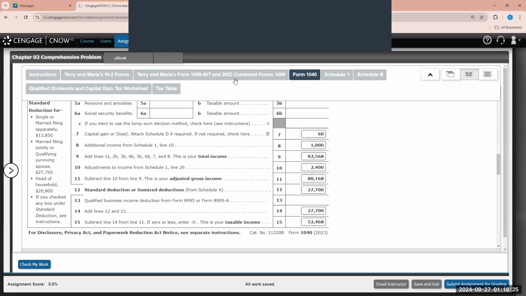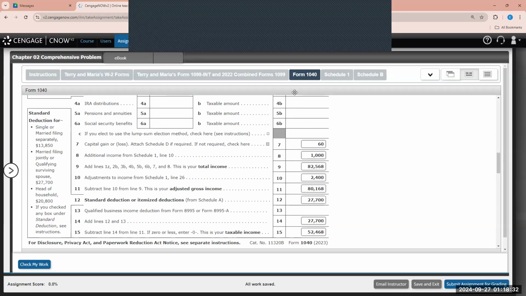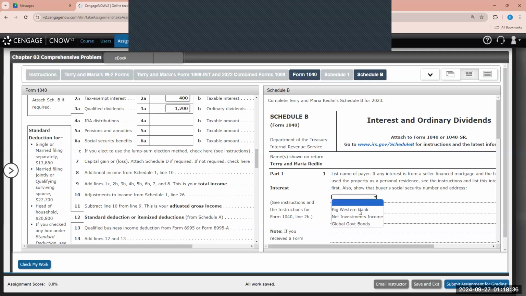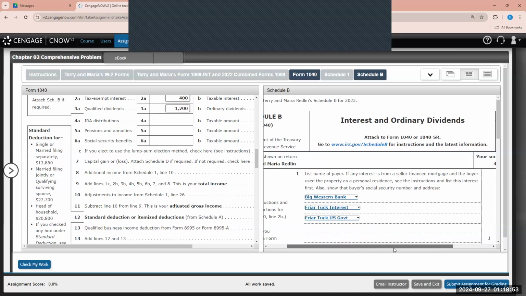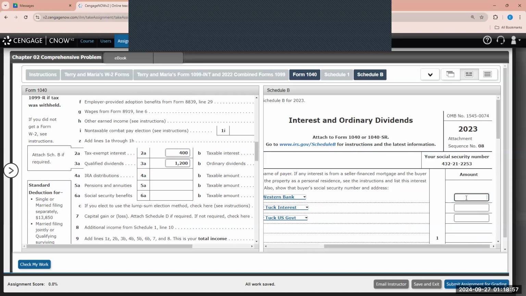All right, so now the next step is for us to determine our qualified dividends and capital gain tax worksheet. One key thing to keep in mind, the Schedule B, you'll essentially just input the information as you see it, or as it's reported rather. So we have our Big Western Bank, we have our Fire Truck interest, and then there was the Fire Truck U.S. government. So we essentially transfer over these amounts onto the form. So for Western Bank, we had interest rounded of $802. For the Fire Truck, we had interest of $26. And for the Fire Truck U.S. government bonds, which was on line 3, $500.